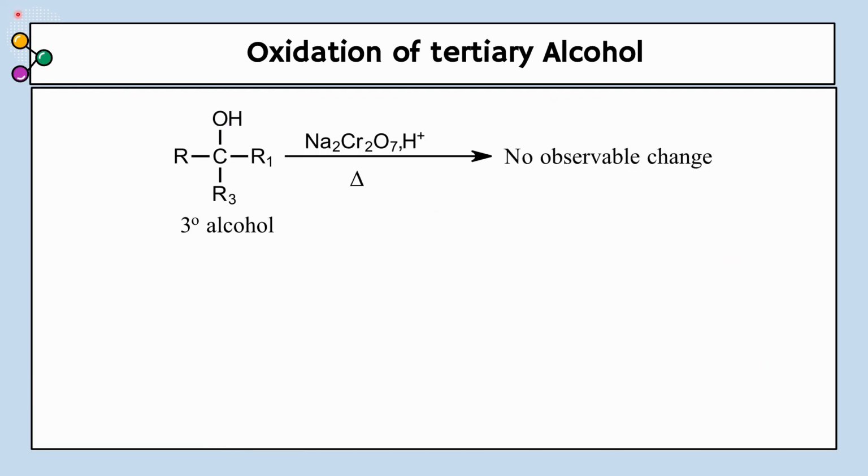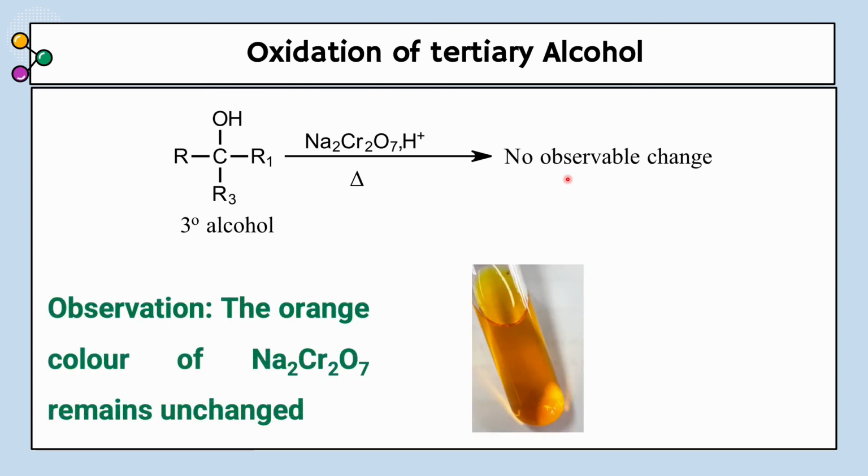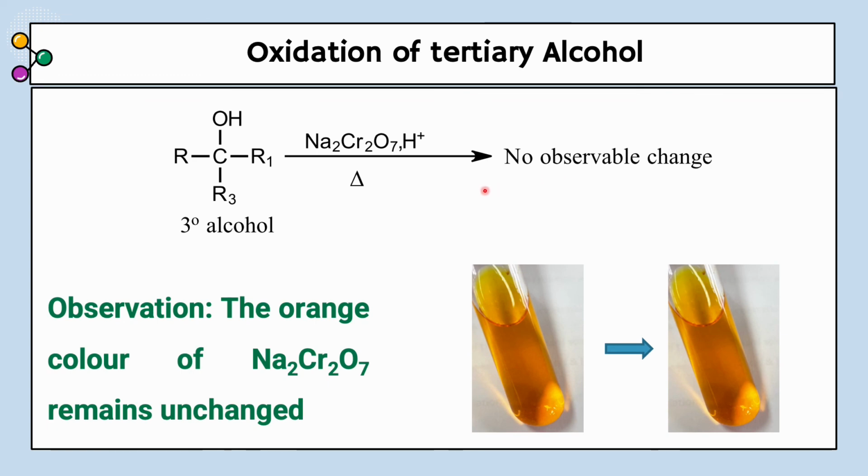Okay, for a tertiary alcohol, when you treat with hot acidified sodium dichromate, no observable change. It means that the orange color of the sodium dichromate itu will remain unchanged. Ini bermaksud tertiary alcohol itu tak boleh undergo oxidation. Reason dia kenapa dia tak boleh undergo oxidation adalah kalau awak tengok dekat carbon yang ada OH ni, dah tak ada the hydrogen. So kalau dah tak ada hydrogen that directly bonded to the carbon with the hydroxyl group itu, maknanya dia tak boleh berlaku oxidation.